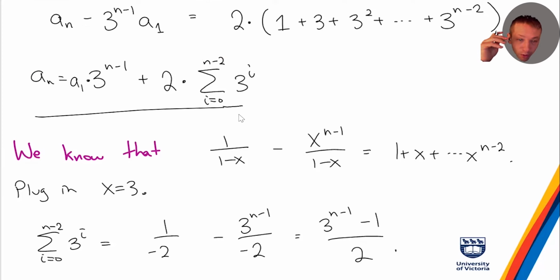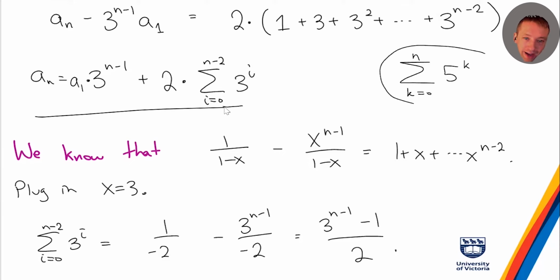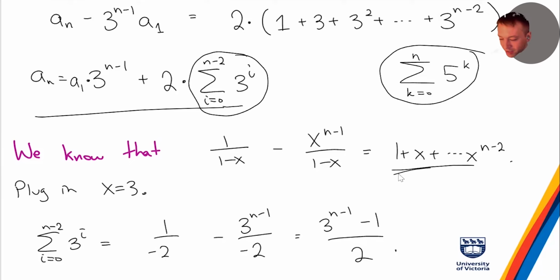Now, this is where the poll question becomes relevant. In the poll, I asked you to compute the sum of 5 to the k, k equals 0 up to n. This is a very similar type of sum. It's just that we're summing 3 to the i, and it goes up to n minus 2. By all this generating function stuff we've done, if I want to compute 1 plus x plus x squared, x cubed, up to x to the n minus 2, it's the same as taking this thing minus that thing.